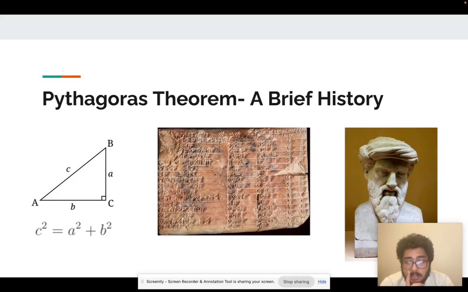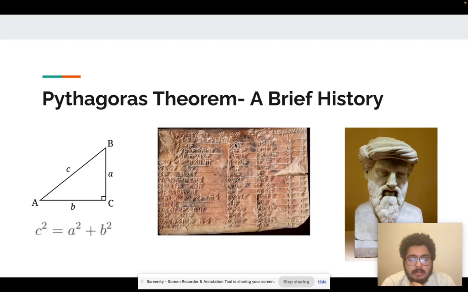There is also reference to other triplets. One of the most important references is the one found in the Plimpton 322. This is a Mesopotamian tablet found in the Babylon region. This is dated around 1800 BC, around 3800 years from now.